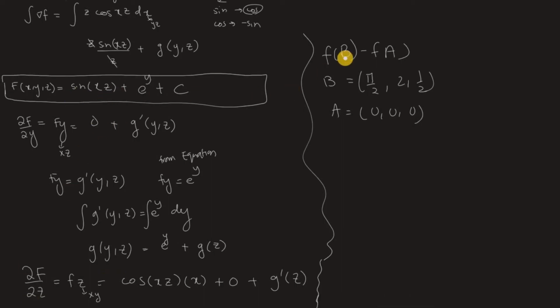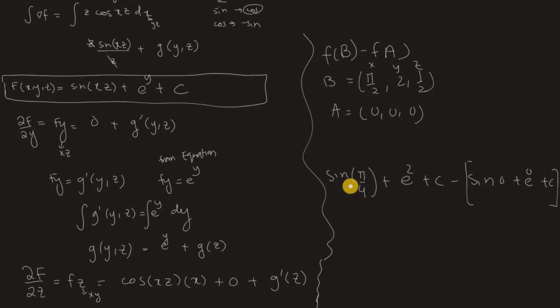So let's go ahead and plug in the points. This is x, y, z. So first we have sine of xz. This is x, this is z. So that's pi over 4, sine of pi over 4 plus e to the power of 2 plus c, and minus that is f of b, right, and minus f of a. So you're going to plug in a inside this equation. So sine of 0 plus e to the 0 plus c.